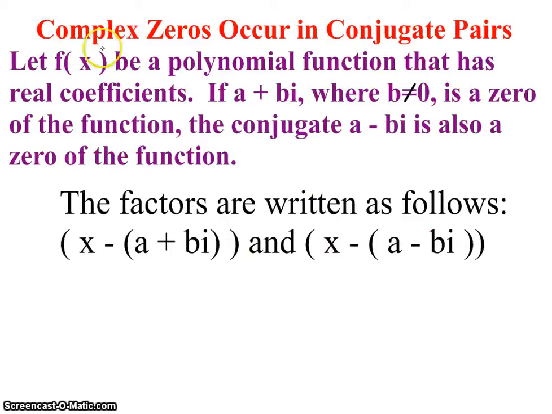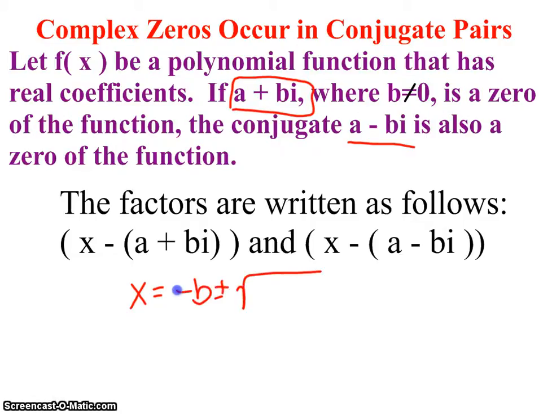Okay, this says complex zeros occur in conjugate pairs. So what this is saying is that if you have some polynomial f of x and it has a zero that's a plus bi, then its conjugate a minus bi is also a zero. Which should make sense because if you remember from the quadratic formula, negative b plus or minus square root of b squared minus 4ac all over 2a, well, the plus and the minus would make it the two solutions.